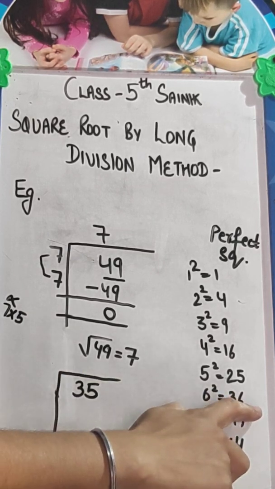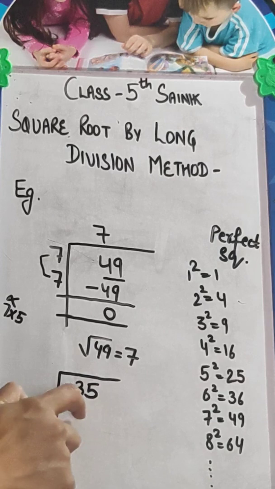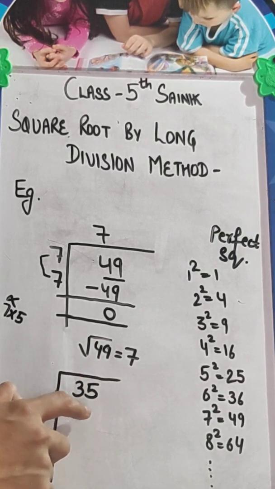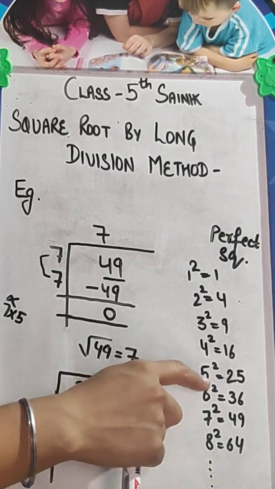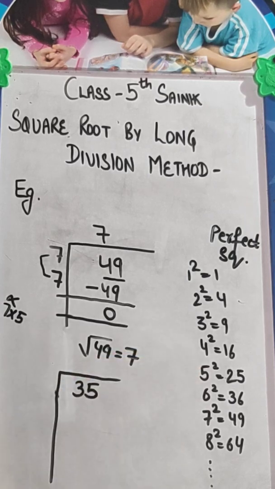So we can't take 36. We have to take a number which is less than 35. That's why I will take 5 into 5, which is 25. And don't think to take 7 into 5 or 5 into 7, because these numbers are different and we have to take the same number.